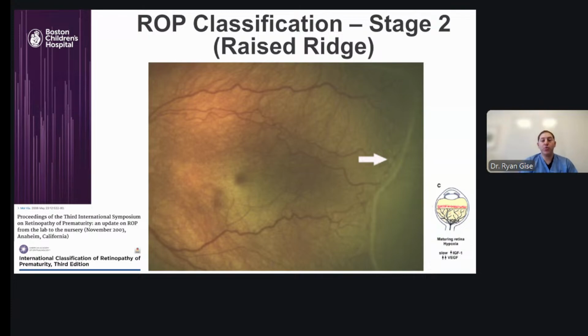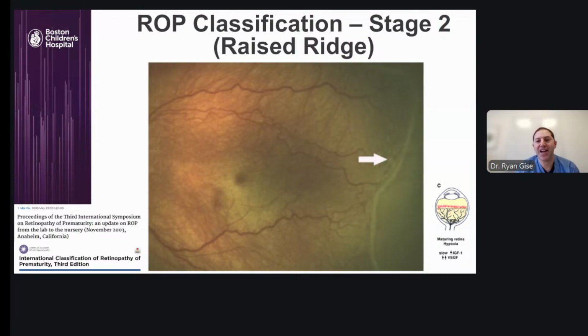And then stage 2 is a raised ridge. Again, you see it, it's a little bit thicker. It's hard to tell in a picture, obviously, without being able to see three dimensions. But you can tell it's a little bit thicker. You can also start to see some little white-pink circles that are in front of the ridge. You can see them right around there, right in front of the arrow. And that is some neovascularization that is posterior to the ridge. It's not touching the ridge. We call those popcorn if they're circles and hot dogs if they're cylinders.